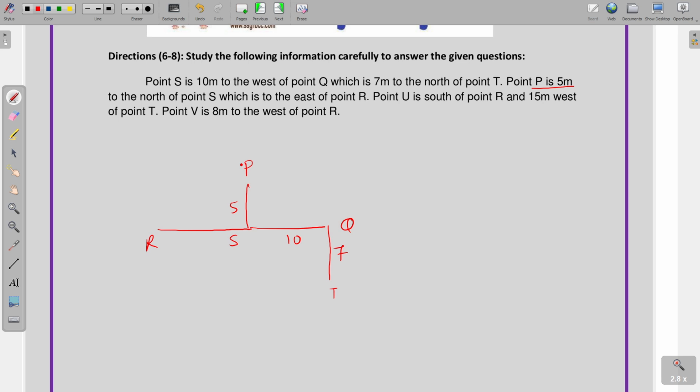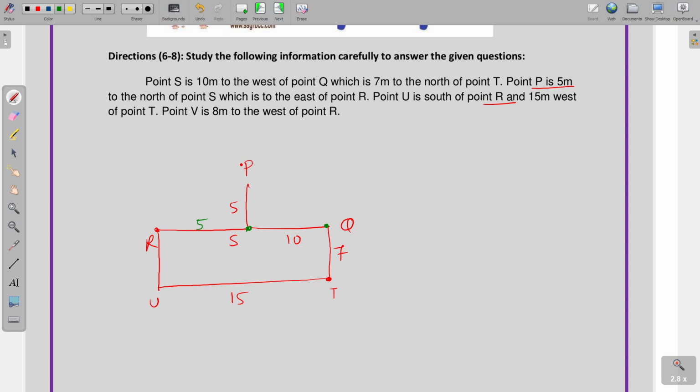And next, U is south of point R and 15 meters to the west of point T. So T here and R here. So U is south of R and also 15 meters to the west of T. So the distance between U and T is 15 meters. So see this, from S to Q is 10 meters, and between S and R the distance is 5 meters. Why? Because between U and T the distance is 15 meters. Okay, it is 5, it is 10.